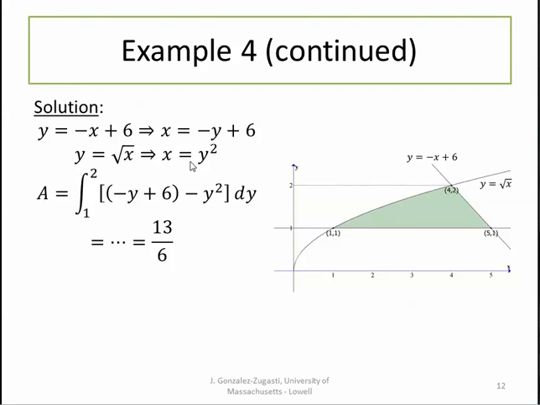And now when we integrate, we're going to integrate our y values starting here at 1, and we're going to sum up through 2. So the integral is going to go from 1 to 2 in the y direction. Then we take our top function, which is this one here, so that's x equals negative y plus 6. And then we subtract off the bottom function, which is this one here, so that's x equals y squared. So we subtract off y squared.